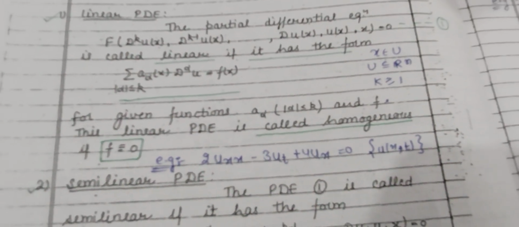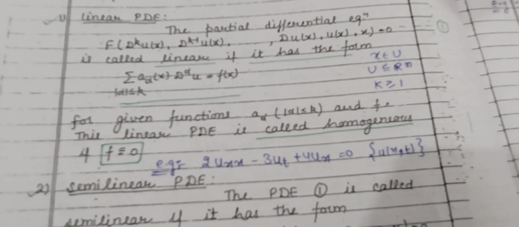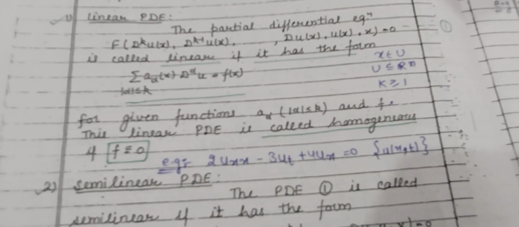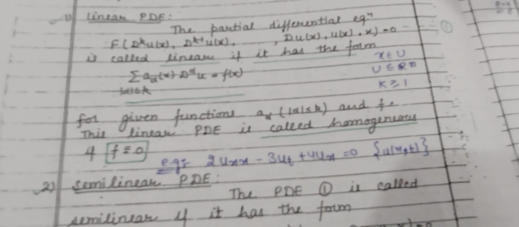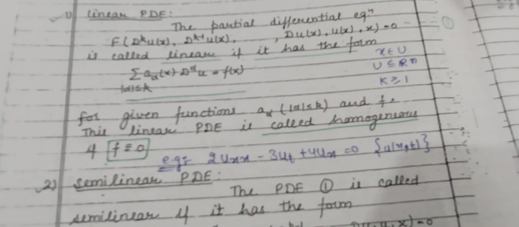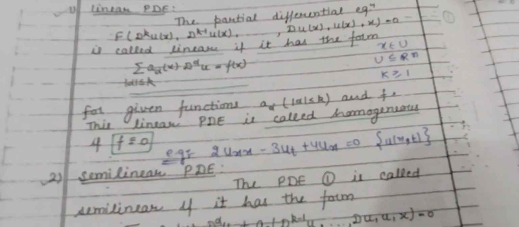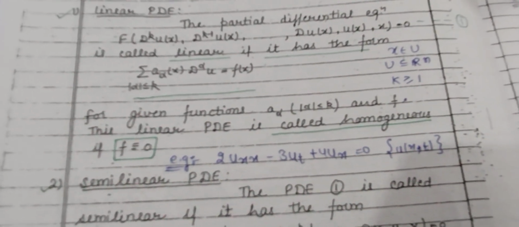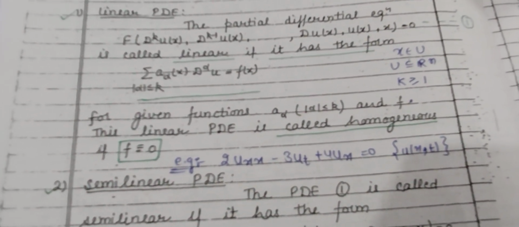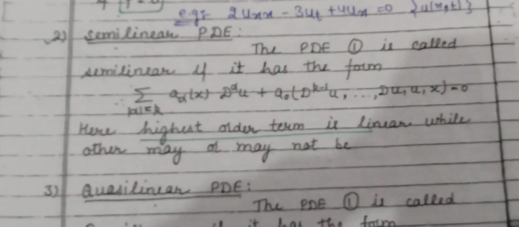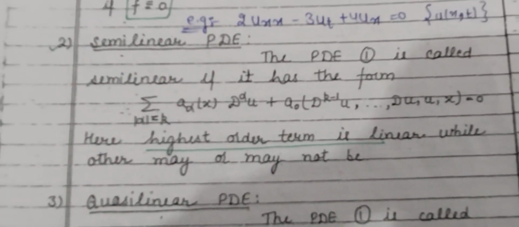For given functions a_alpha and f, this linear partial differential equation is homogeneous if f is identically 0. When the right hand side of the linear partial differential equation is equal to 0, then it is called a homogeneous linear partial differential equation. On the other hand, there is non-linear partial differential equation, which is categorized into three parts.